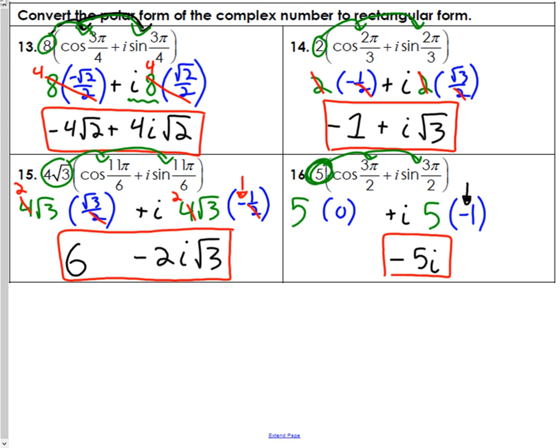So there we have it, converting from polar to rectangular. I will see you next time for a bit of multiplication and division.